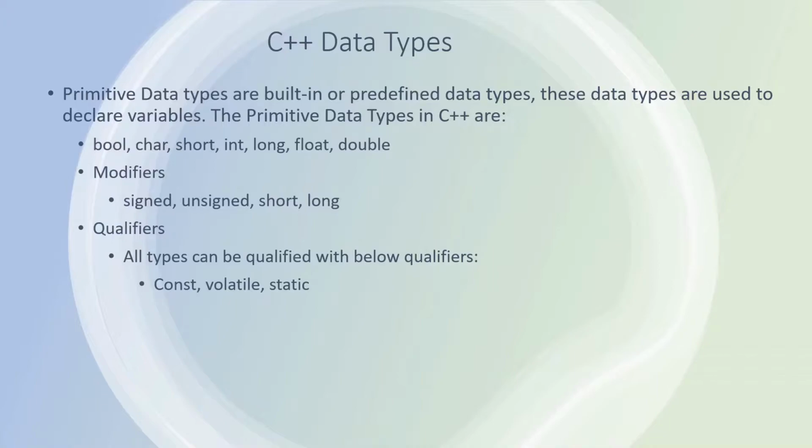On these primitive data types, we can apply the modifiers also. The modifiers in C++ are signed, unsigned, short, long. Using these modifiers we can change the meaning of the primitive data type. And we also have the qualifiers. All types can be qualified with the below qualifiers: const, volatile, static. We will see these qualifiers in depth in the subsequent videos.